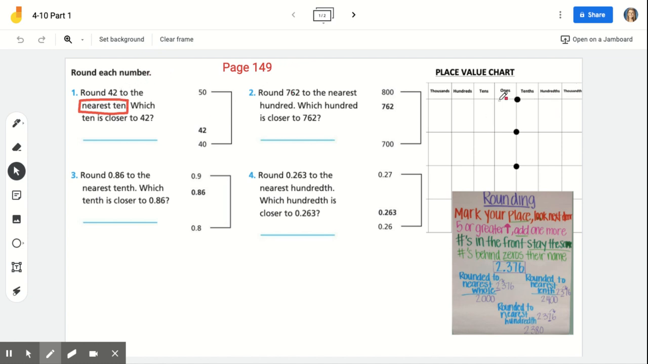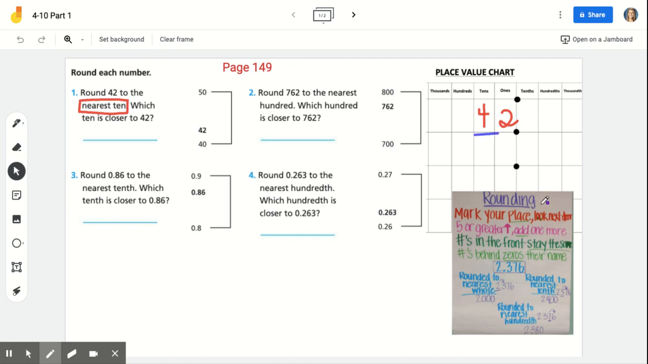Please insert the number 42 into the first row of your place value chart. 4 in the 10s, 2 in the 1s. And let's round. So step number 1, mark your place. Well, our place here is we're working with the place value of 10. What digit is in the 10s place? Is it the 4 or 2? It's the 4 that is in the 10s. So we're going to underline the 4.